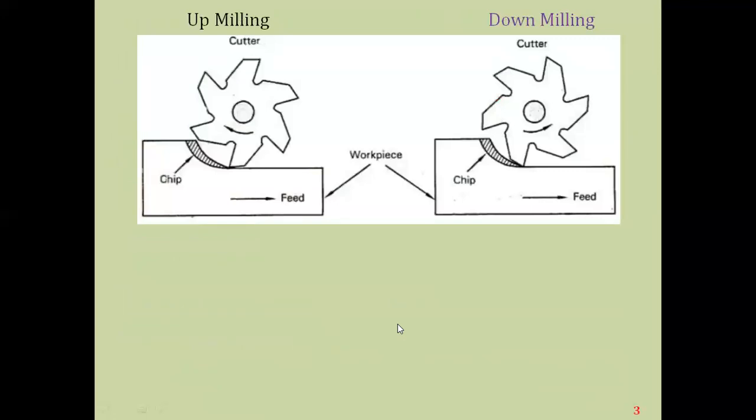In the milling machine, there are first two types, that is, the milling principles. We have up milling and down milling. That is, there are two methods of milling. We call them up milling and down milling. If you observe these two figures carefully, it starts with up milling, that is, this particular machine operation.